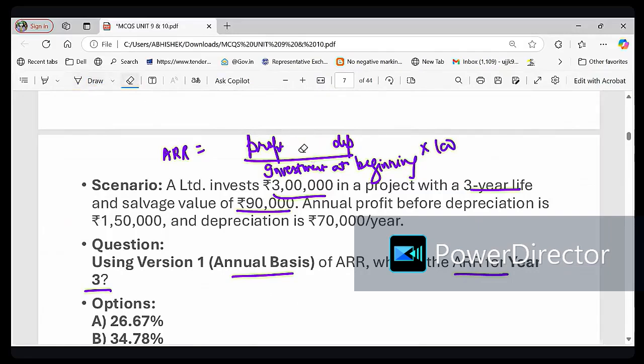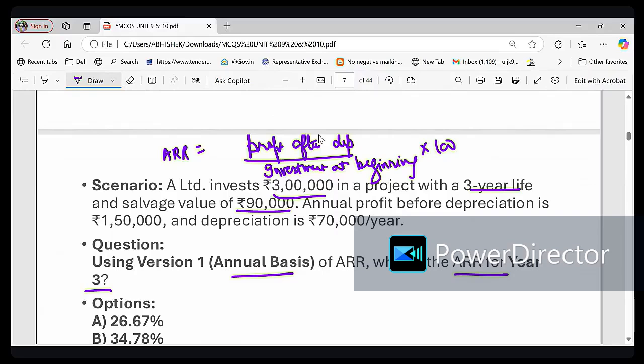Just wait a minute. There is a mistake. Profit after, not profit before. Profit after depreciation, divided by investment at the beginning, multiplied by 100, because ARR takes profit into consideration. In the case of the payback period method, in place of profit, we take what? We take investment divided by cash flow. But here we are taking profit. Right?